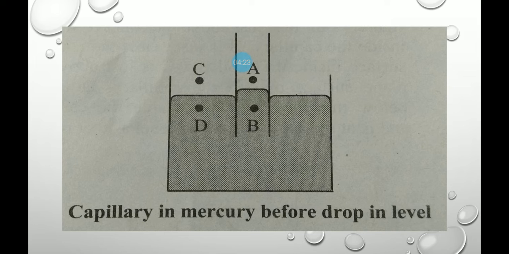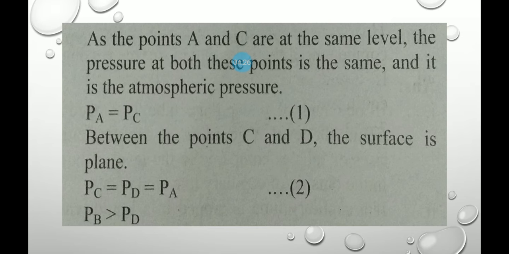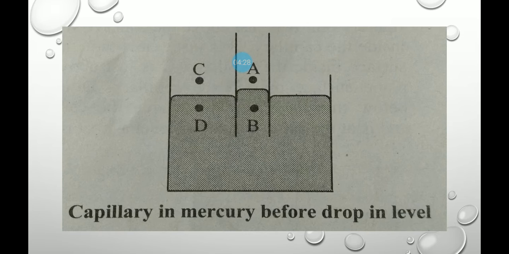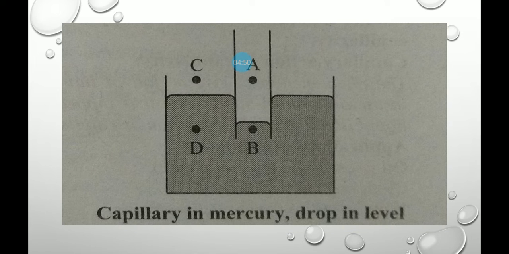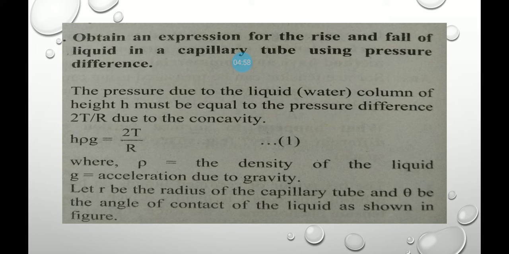But the points B and D are at the same horizontal level. Thus, in order to maintain the same pressure, the mercury in the capillary rushes out of the capillary. Because of this, there is a drop in the level of mercury inside the capillary, like this. That is the diagram for the capillary in mercury, drop in level.